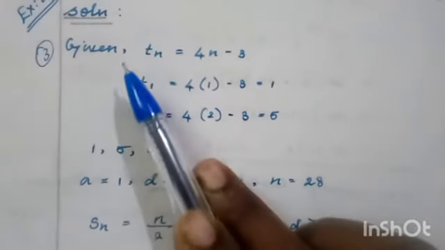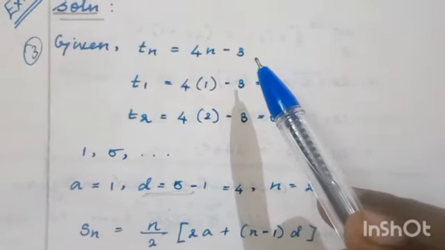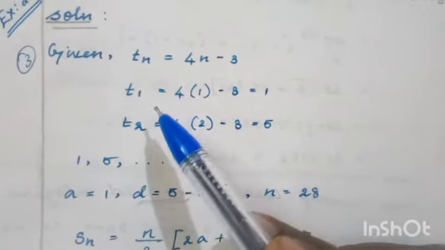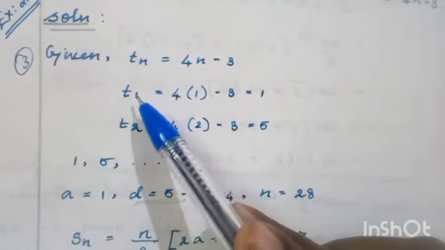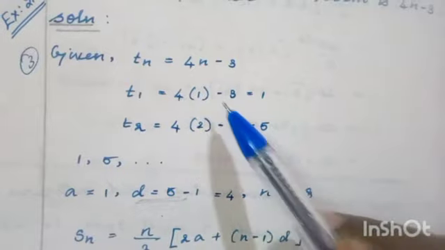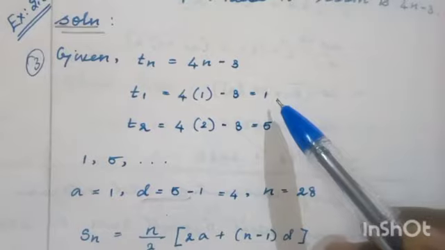First you write the given. What is given in the question? Tn equal to 4n minus 3. So using that we want to find the terms. For the first term you have to substitute n is equal to 1. So t1 equal to 4 into 1 minus 3. 4 into 1 is 4. 4 minus 3 equal to 1.